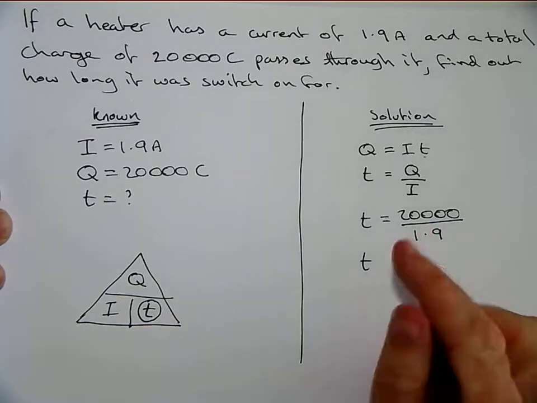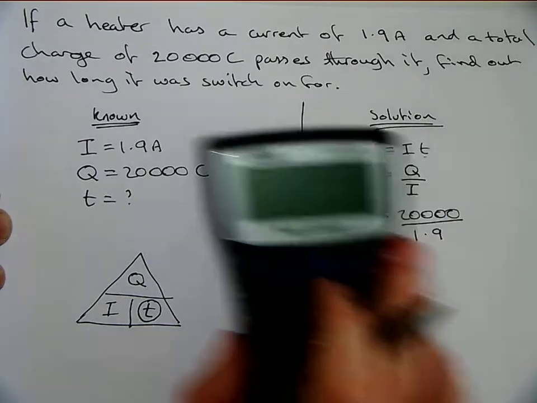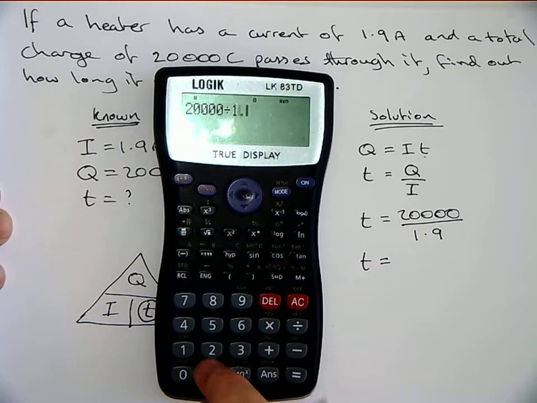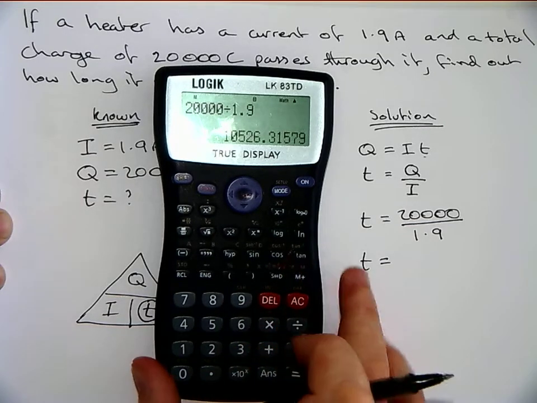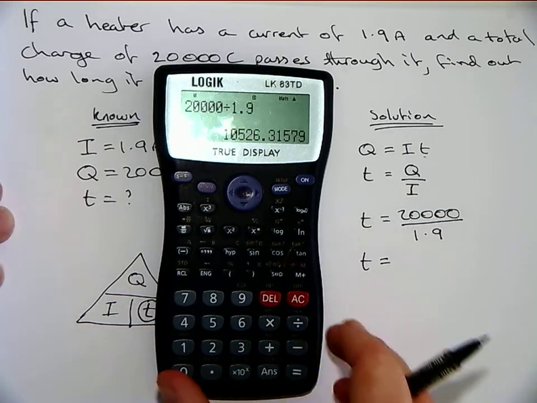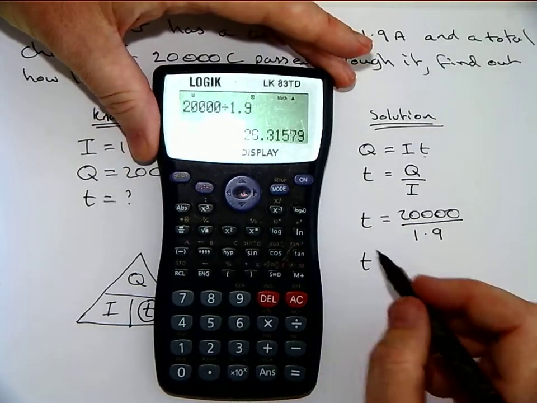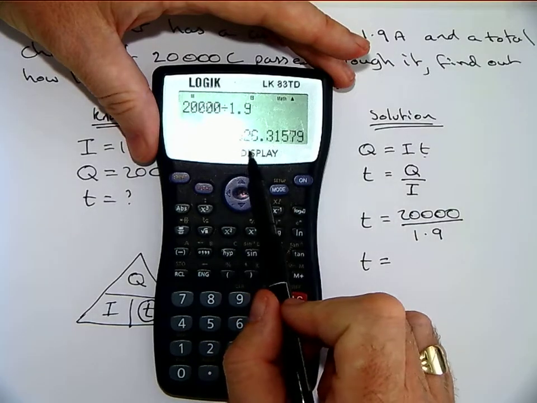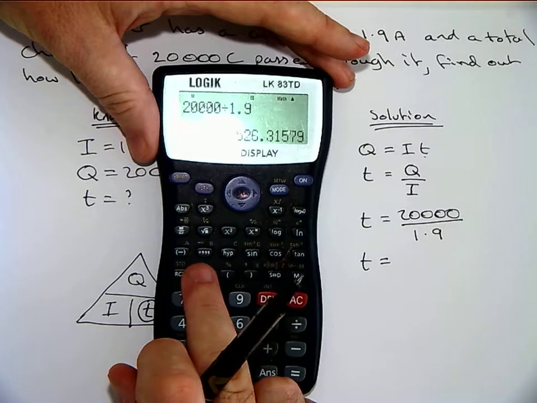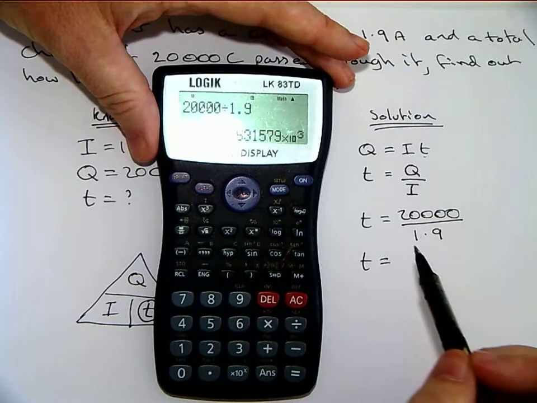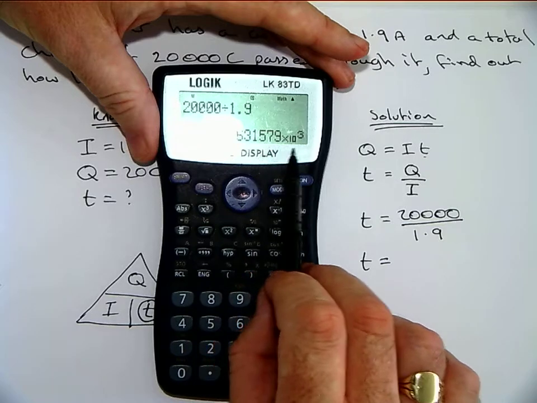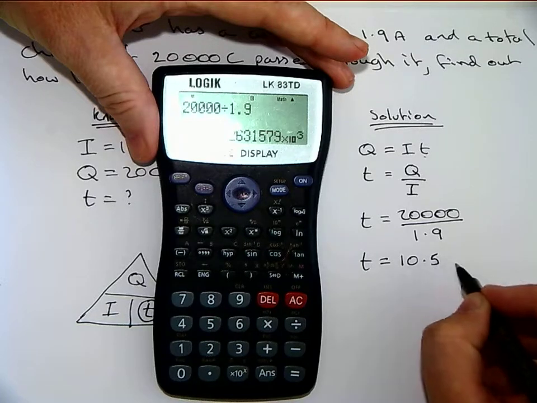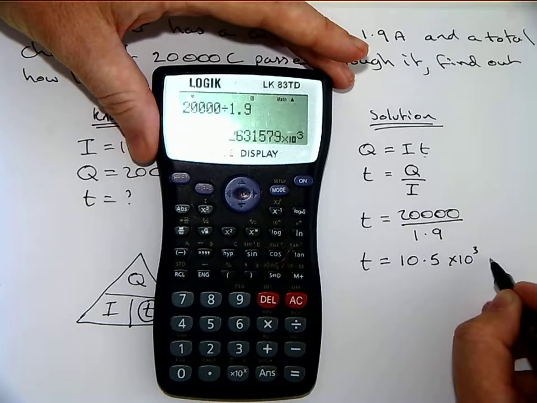Now at this point we can reach for our calculator. So it's 20,000 divided by 1.9, and that gives us this rather bizarrely strange number here, 10526.315. I'm not going to write all that. In fact, what I'm going to do is press the ENG button, and that puts it into scientific notation. 10.52 something times 10 to the power of 3. 10.5 times 10 to the power of 3 seconds.